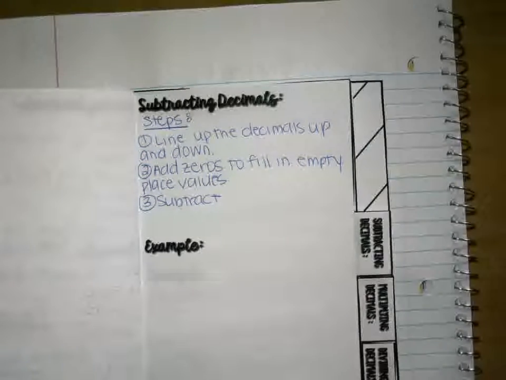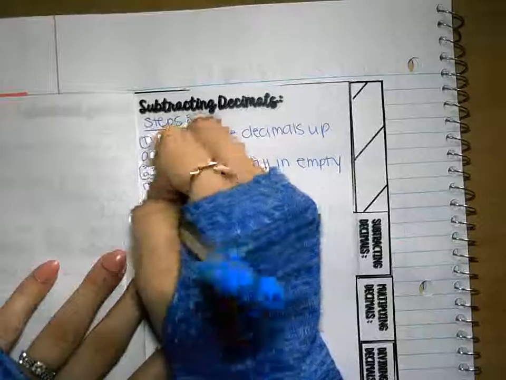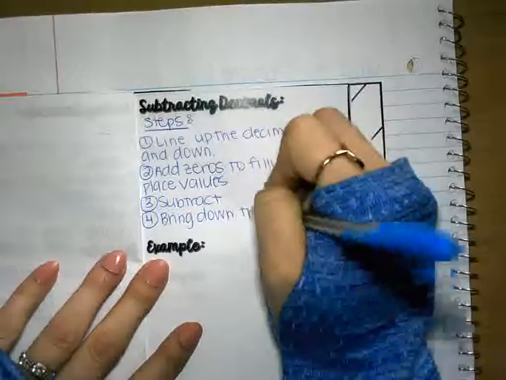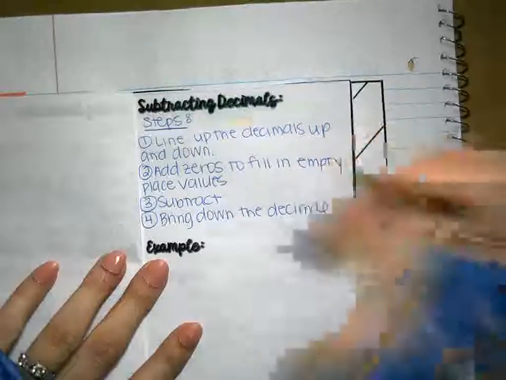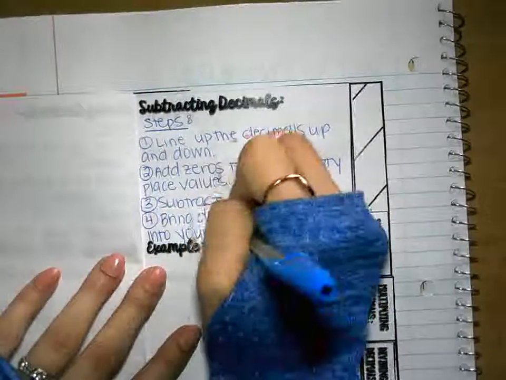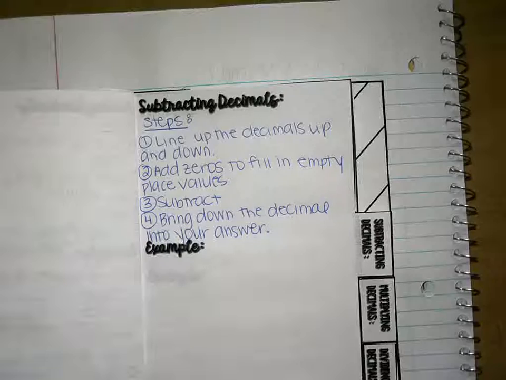And then what do you think step 4 is then, everyone? Bring down your decimal into your answer. So pretty much exactly the same as adding, correct, guys? Only difference, you subtract instead of add, so you got to be really careful at looking at your sign. Is my sign telling me to add, or is my sign telling me to subtract? Because I think some of us messed that up on our bell work today.